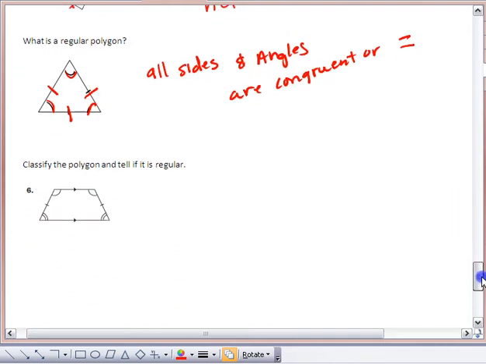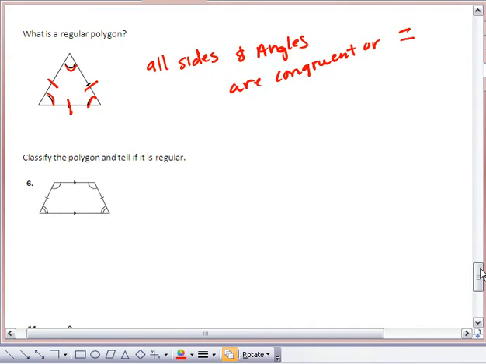Okay, let's look at this polygon. Well, it has 1, 2, 3, 4 sides, so it's a quadrilateral, but it only has one set of parallel sides. And the shape with only one set of parallel sides is what we call a trapezoid. It's not regular because if you look here, these angles are different degrees than these angles. And these two sides are not the same length as these two sides. So this is not a regular polygon.